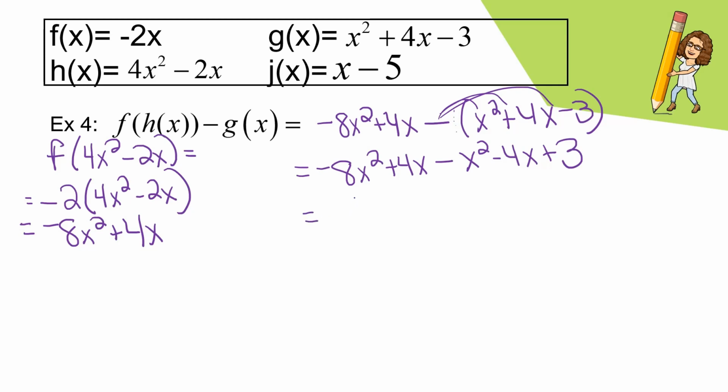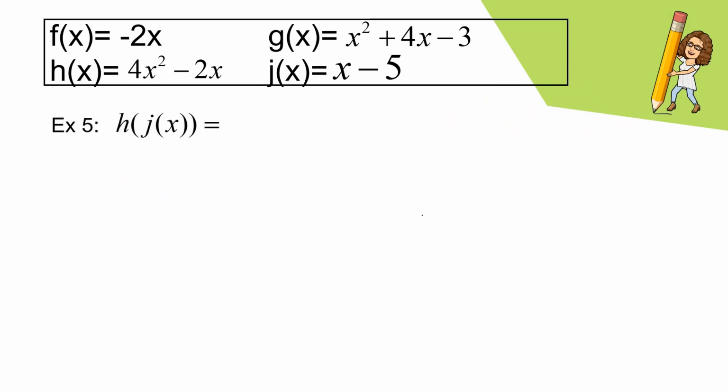Now, let's do some math. Let's combine some like terms. Negative 8x squared minus x squared is negative 9x squared. Positive 4x minus 4x, 0 plus 3. So f of h of x minus g of x is negative 9x squared plus 3.